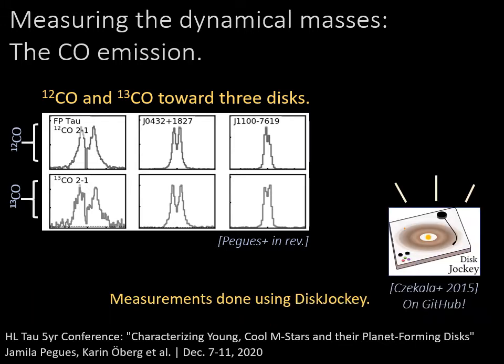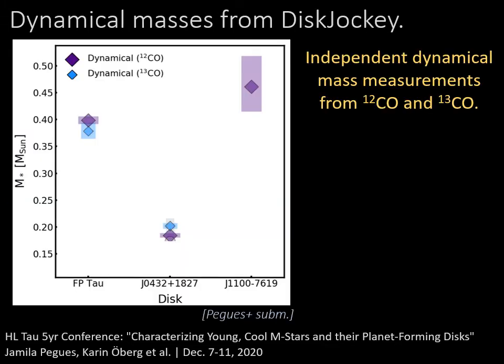To do these measurements, we'll use the code Diskjockey. It's on GitHub. Feel free to go check it out. It's pretty cool. And here are our results. So along the x-axis, we're showing each disk or star plus disk system, and the y-axis shows the dynamical mass measurements for 12CO in purple and 13CO in blue. And we can see that for 2 of these star plus disk systems, the 12CO and 13CO results are pretty consistent with each other.